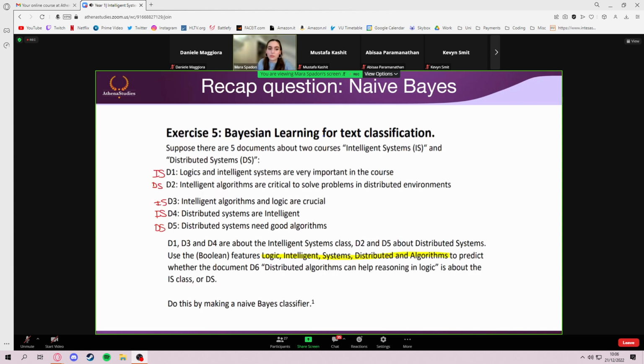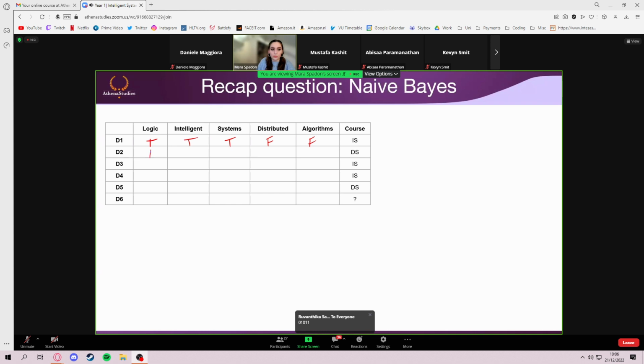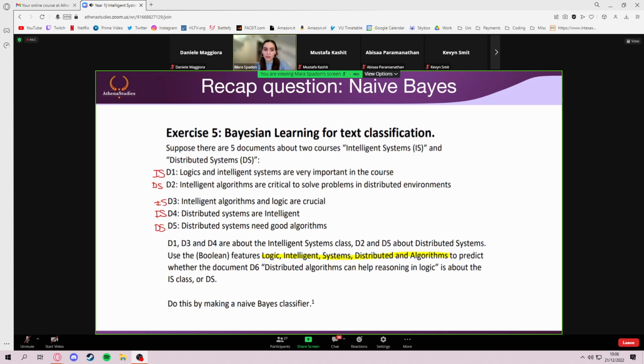Okay, let's also look at the second one together. So we have this sentence and we have the same features. So in Boolean logic, what would that return? Zero, 1, 0, 1, 1. Exactly. So true, false, sorry, the other way around. False, true, false, true, true. Okay. Let's do the third one lastly, and then I'll fill in the rest. So we have intelligent algorithms and logic are crucial.